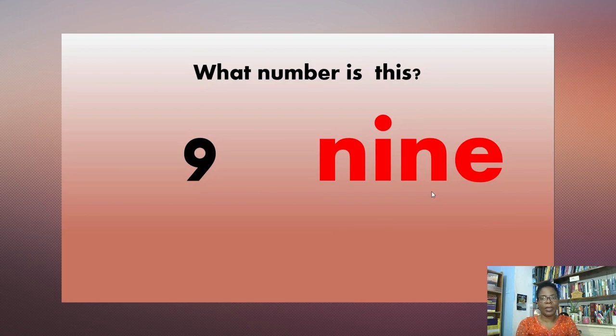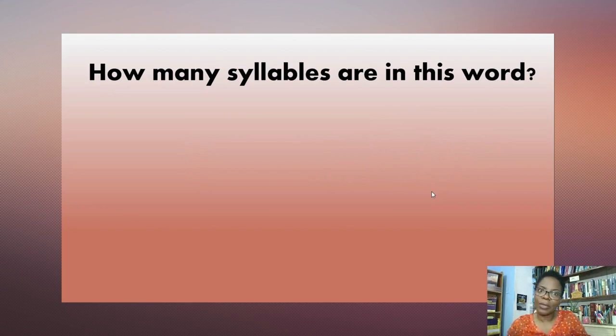N-I-N-E, nine. And if you have already learned about the two vowels in a word rule, then you'll know there are two vowels in this word. The first one says its name, and the second one is silent. That means it does not speak. So I is the first vowel, so it's going to say its name, I. So an I says nine, and then we read the N, nine, and the E does not speak. It is silent. By the end of the lesson, you should be able to spell and recognize the number 9 and its name. Okay? Good job.